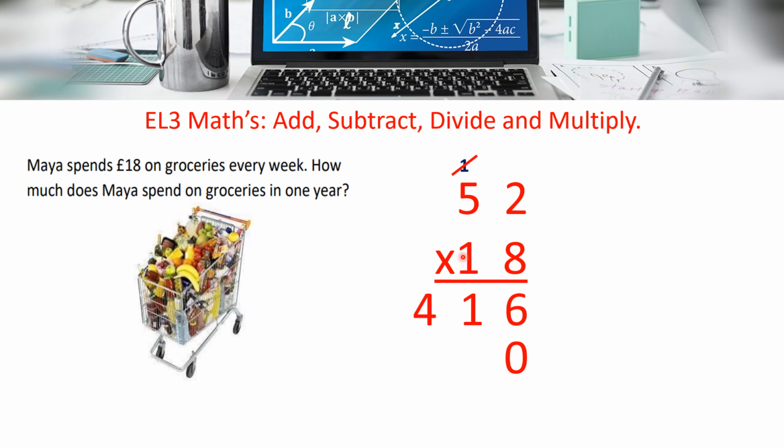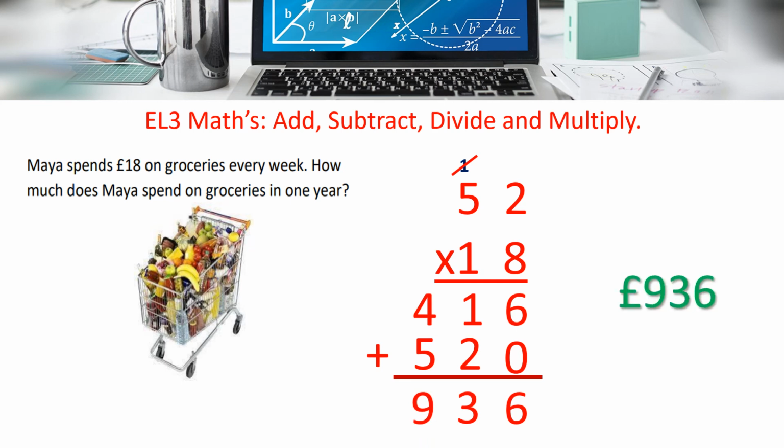And again, we start from the right hand side. So 1 times 2 is 2. And 1 times 5 is 5. Now what we do is we add both these totals together, like we did before. 0 plus 6 is 6, 2 plus 1 is 3, and 5 plus 4 is 9. So Maya spends £936 per year on groceries.